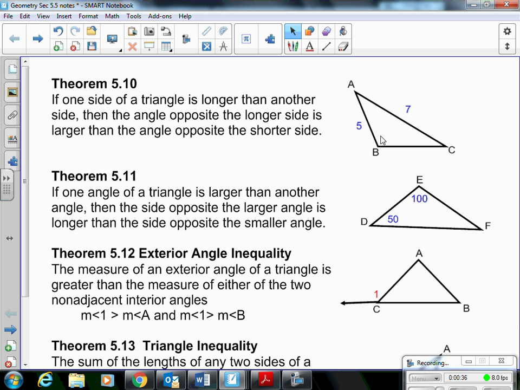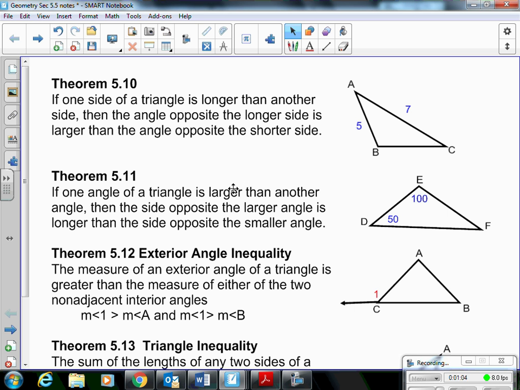Which should make sense, because if I have this angle here at B to be open wide enough for 7, that angle has to open bigger than this angle C has to open up to reach out and open up for 5. Right? So the biggest side is going to be across from the biggest angle, and the smallest side is going to be across from the smallest angle.